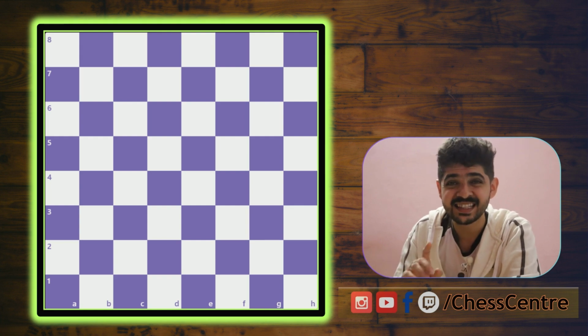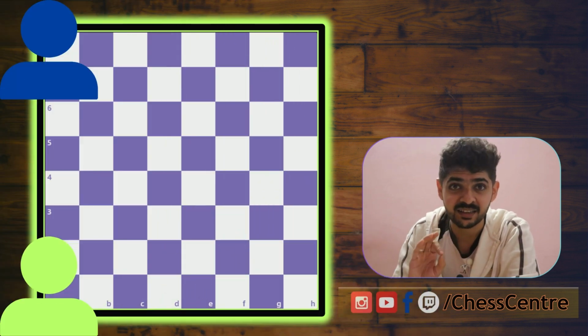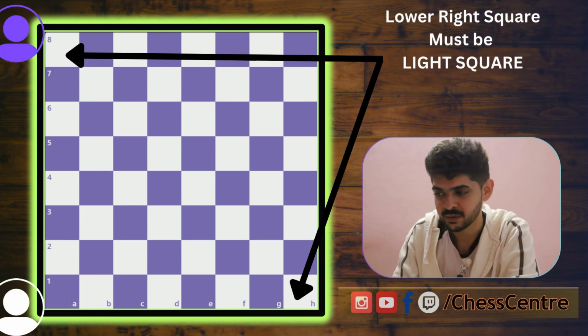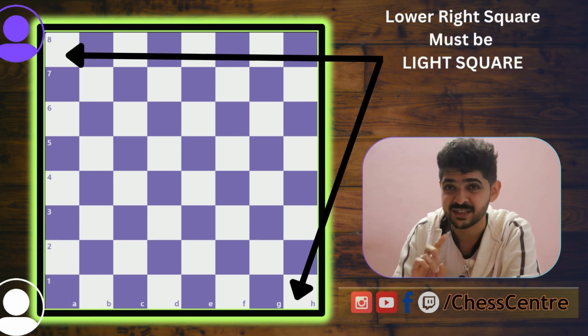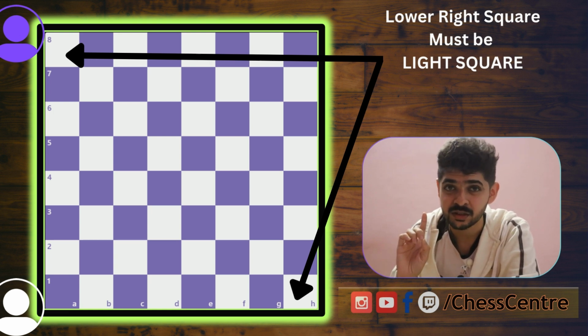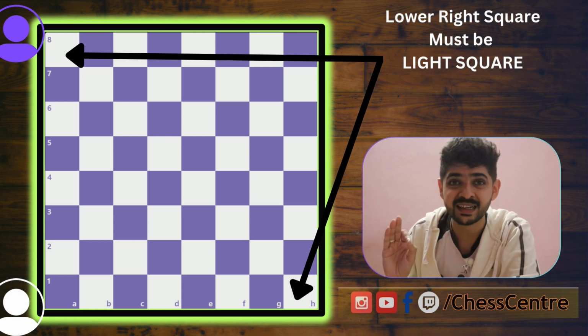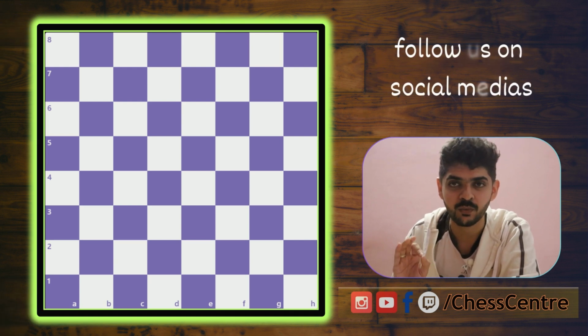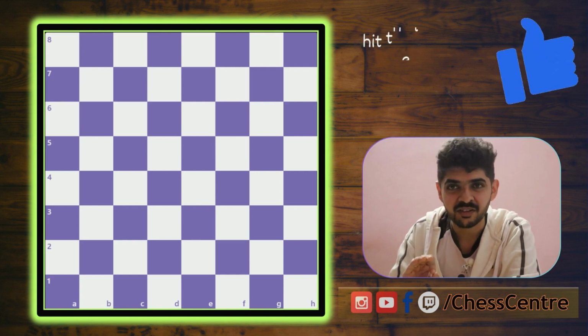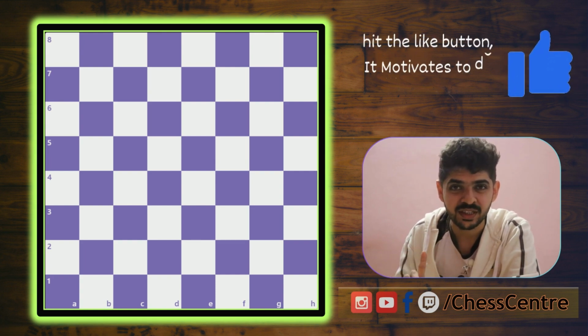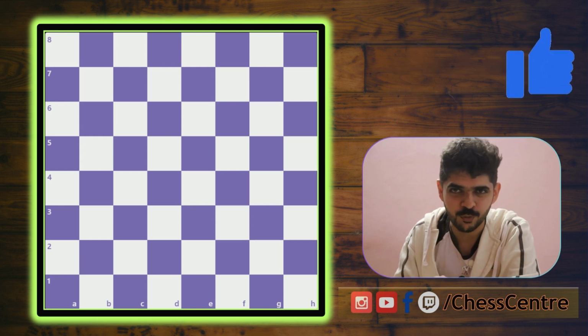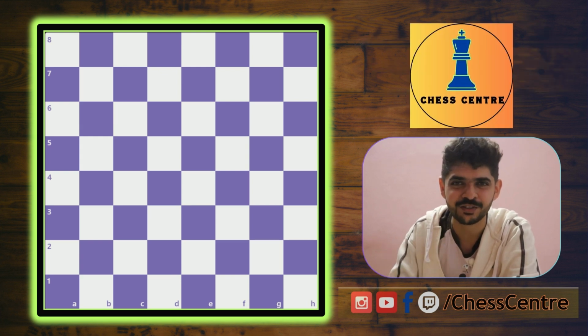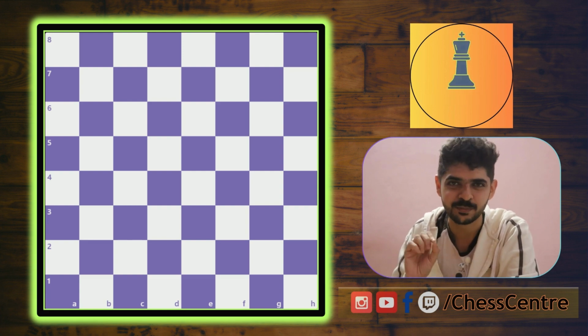Moving forward, chess can be played between two individuals, where one player gets white pieces and the other player gets black pieces. While placing the chess board, this is very important, the player should make sure that their lower right corner square is a light square. So this is very important while placing the chess board. After placing the chess board like this, you can start arranging the pieces on your chess board. That we can see in the second section of this video, that is arrangement of chess pieces.